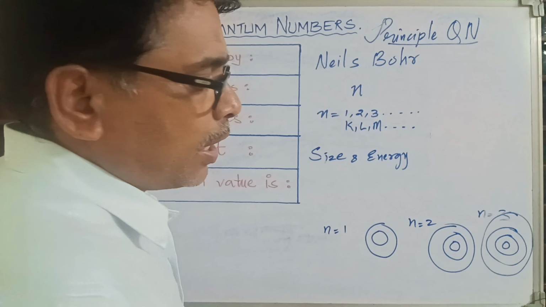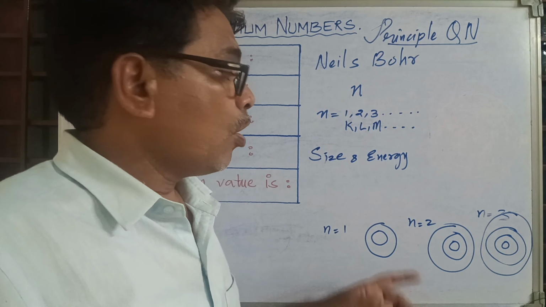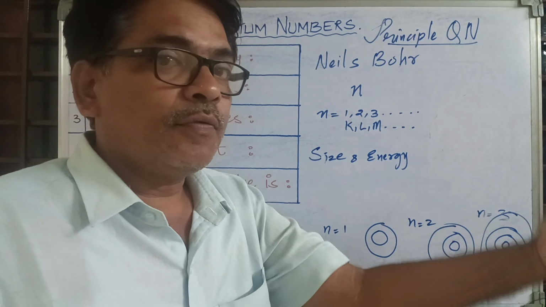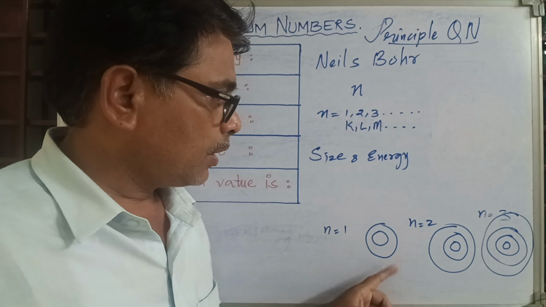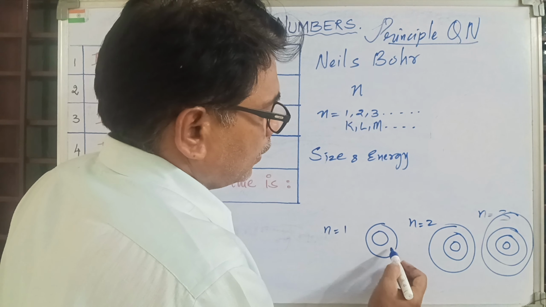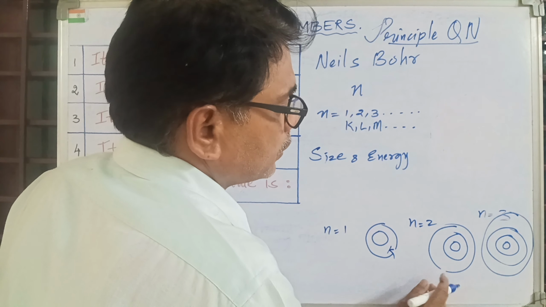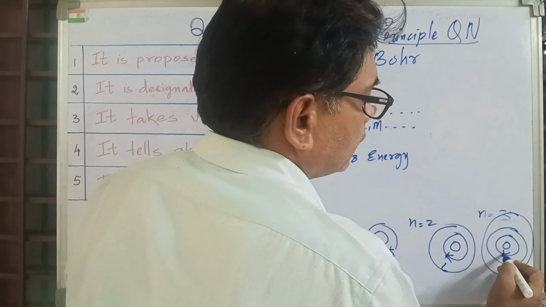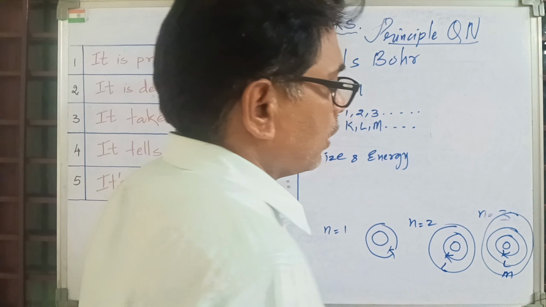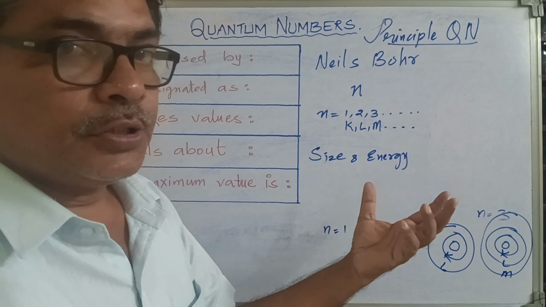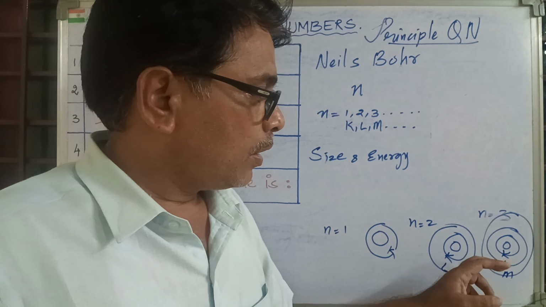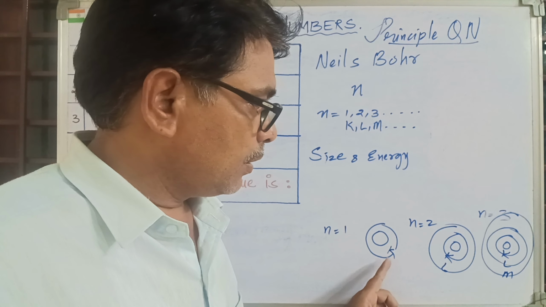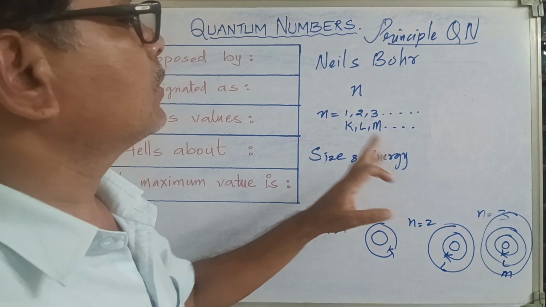Now coming to energy, as I already told you in Bohr's model, an orbit nearer to the nucleus has less energy compared to an orbit away from the nucleus. So this K shell has less energy compared to the L shell. K is here, L is here and M is here. Therefore the M orbit has more energy compared to L, and L has more energy compared to K. So the least energy one is K. So it tells about size and energy.